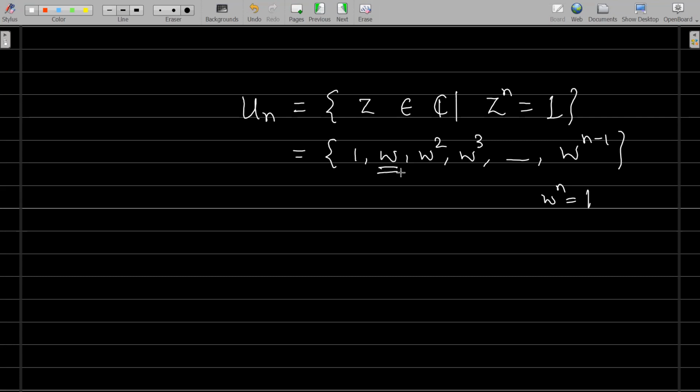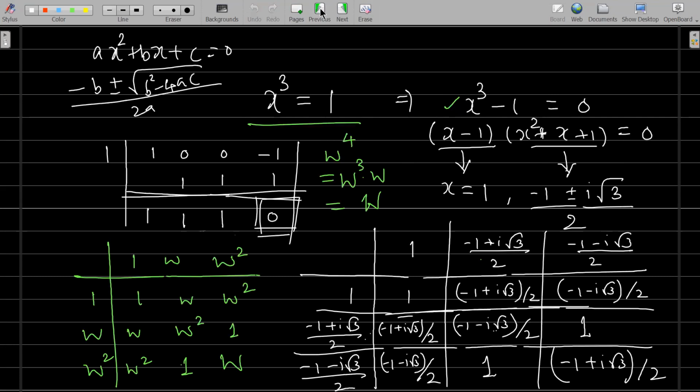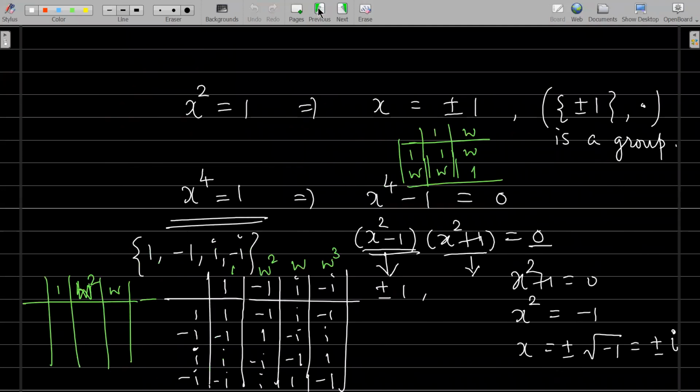So how to choose that omega? What should be our omega? For example, in this example, I call this omega. Even one could have called this one omega, and still the table works. But in case of, for example, 1, minus 1, i, minus i, I can't call this omega, because then I'll get only 1 and minus 1. I won't get the other two elements, right? So I have to pick the proper element as my omega. Is that fine?